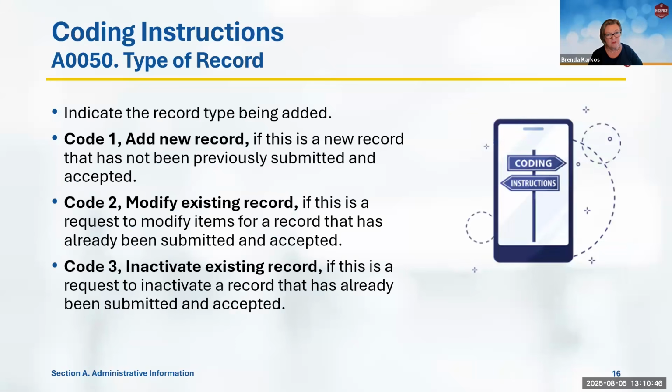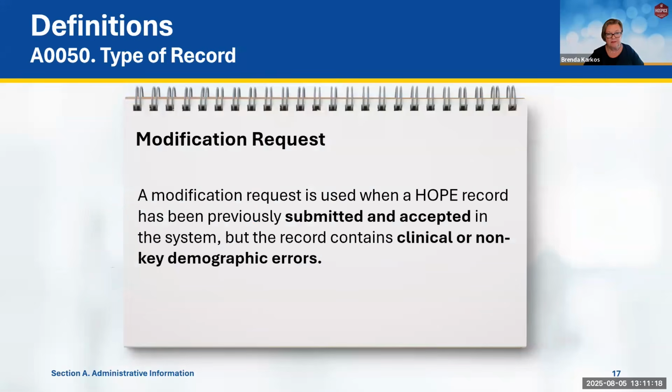So for coding instructions, when your hospice is submitting, they indicate the type of record that's being added. So you code 1 if it's a new record. It hasn't been previously submitted to the system. You would code 2 to modify an existing record if this is to request a change for something that you already had submitted and was accepted. And you would code 3 to inactivate an existing record if you needed to inactivate a record because something you submitted was in error.